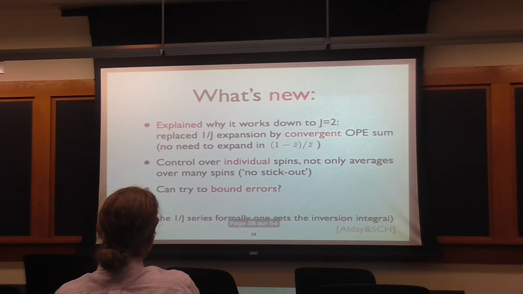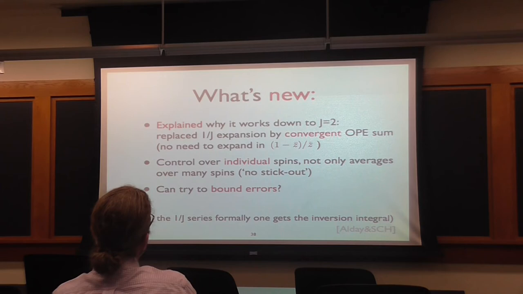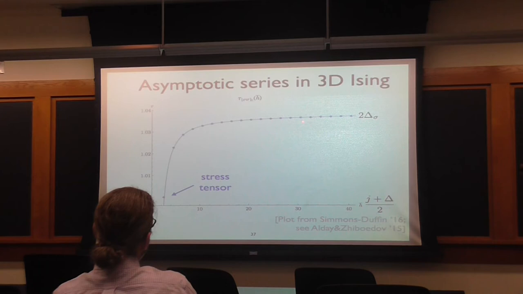So what is new here is that this inversion integral really explained why it works down to J equal 2, because we replaced this inverse spin expansion by just some convergent OPE sum. And this sum we can probe, it has to converge for J bigger than 1. So it explains why it works so well. But also it gives us control over the end of the spin. So this is a kind of asymptotic expansion.